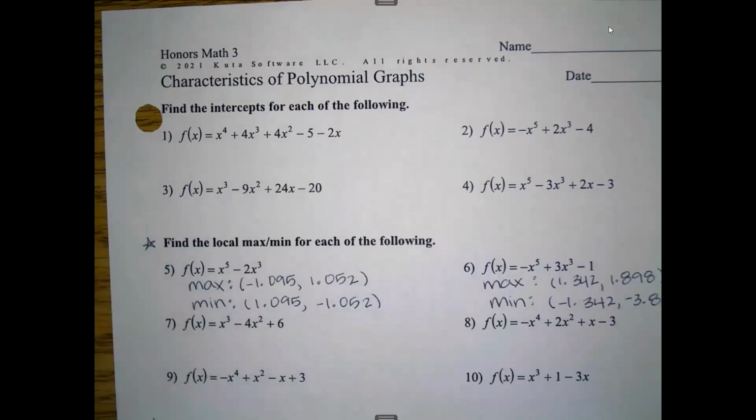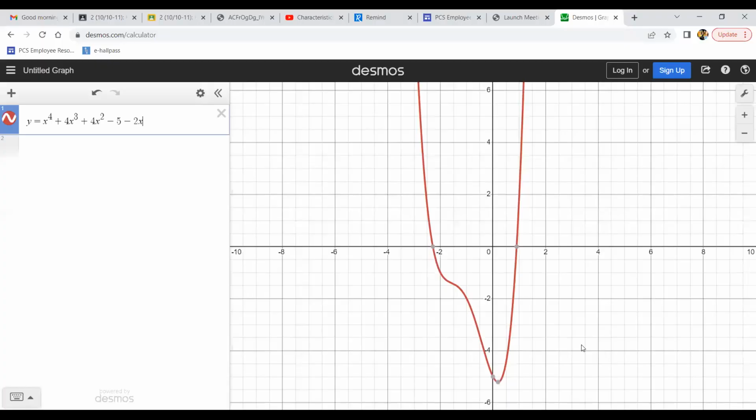Okay, so let's look back at the graph. How many y-intercepts do we have? 1. We should only ever have one y-intercept. So right down here, the extra gray dot that you see is the valley. That's the minimum. So we don't need that for this problem because they didn't ask for it. So our y-intercept is 0, negative 5. I'm going to go ahead and write that down.